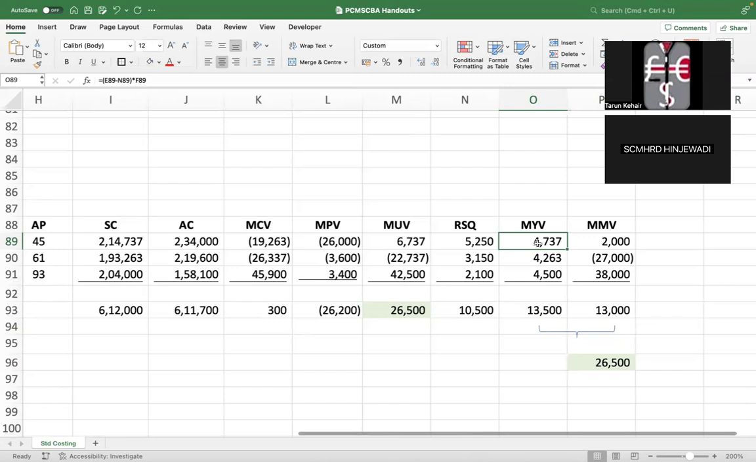In mix variance, we are comparing RSQ and AQ. Now, both are actual quantities, because RSQ is also actual quantity broken up in standard proportion. So in both cases, the actual quantity is the same. What is different? The mix is the difference. That is why this is captured in mix variance.